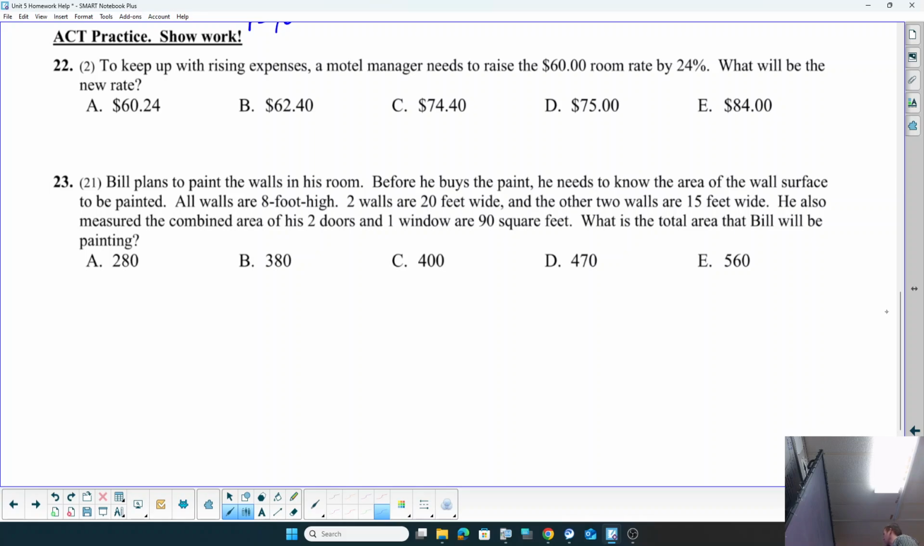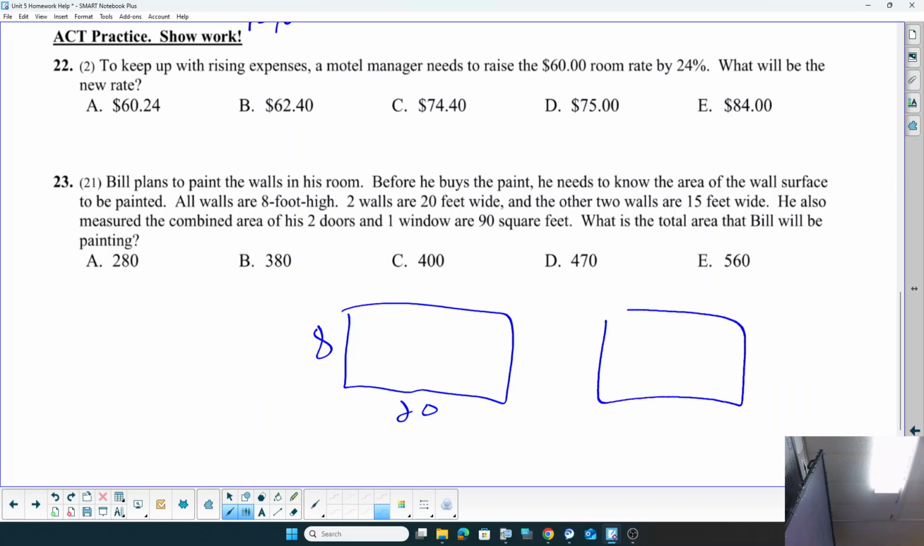Before he buys the paint, he needs to work out the area of the surface to be painted. All walls are 8 foot high, and 2 walls are 20 foot wide, 20 foot wide, 8 feet high. And the other 2 walls are 15 feet wide. He also measured the combined area of his 2 doors and 1 window, 90 square feet total. So don't forget the square feet, 90. What is the total area Bill will need to do the painting?